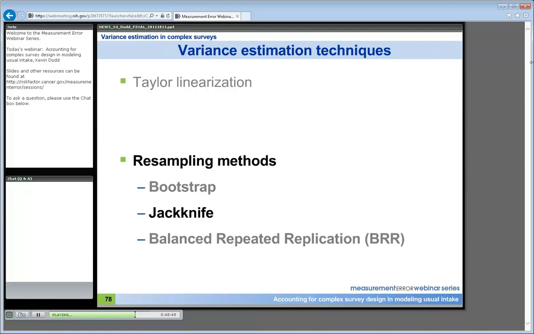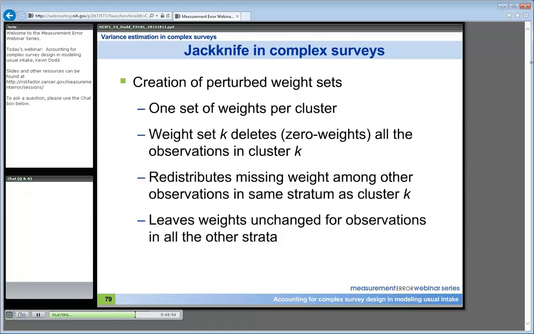So I'm going to talk about the remainder of the resampling methods, assuming I'm in the general complex survey case where I have strata, clusters, and weights. Okay, so now let me start talking about the Jackknife method. For the Jackknife procedure, you need to create one set of perturbed weights for each cluster in your sample.